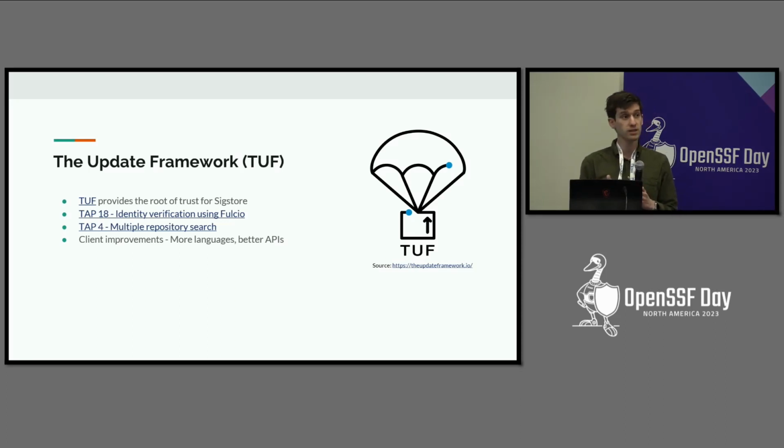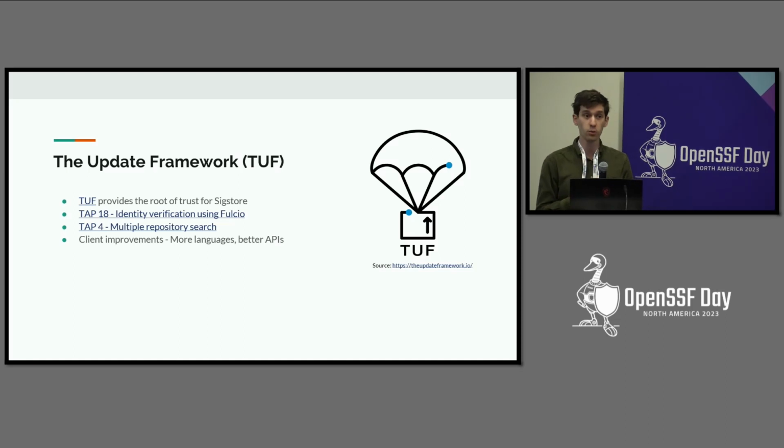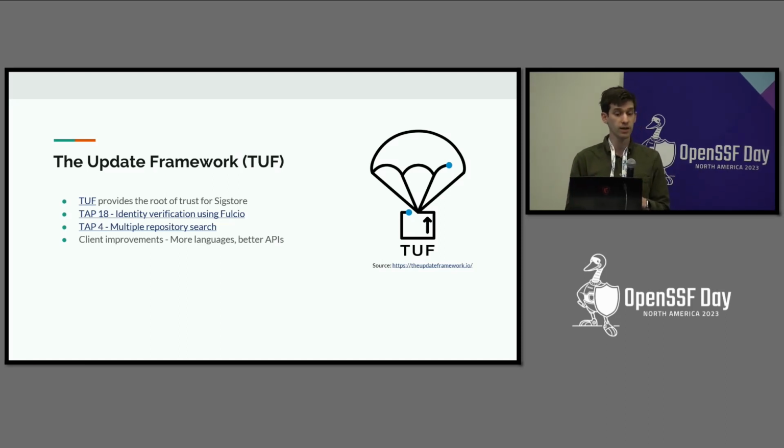There's a couple improvements to TUF I want to call out of note. One is what's called identity verification using Fulcio. So the way that TUF metadata works is it's signed using keys. And one of the goals of Sigstore is to remove the need to self-manage keys. So we could instead leverage Fulcio and associate identities that developers already have with an ephemeral key and then use that in TUF metadata.